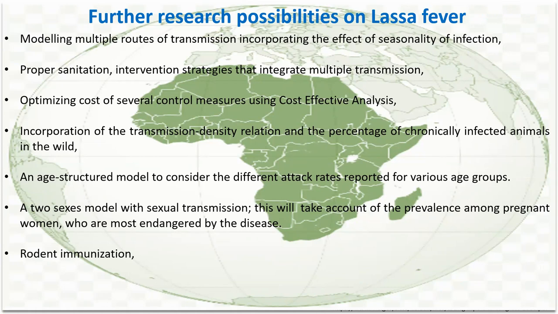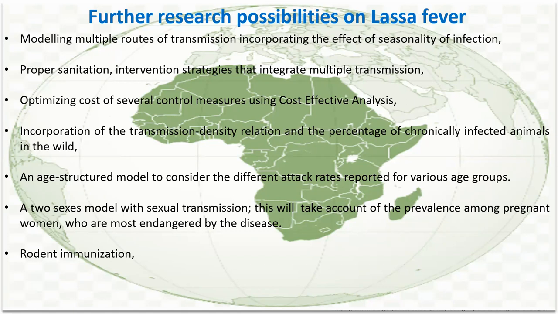One of them is modeling the multiple routes of transmission, which has been considered, but there is the possibility of doing that with the effect of seasonality. There are different routes of transmission, but the model would consider seasonality. Then another thing is a proper sanitation intervention strategy that integrates the multiple transmission routes. What it means is that when you have different routes of transmission, also look at what the intervention strategies are based on those multiple transmissions. Then another thing to consider in Lassa fever models, where there is not much work, is cost-effectiveness analysis of the controls you have listed, that is, how effective they are for their cost. That is another aspect to consider in Lassa fever models.